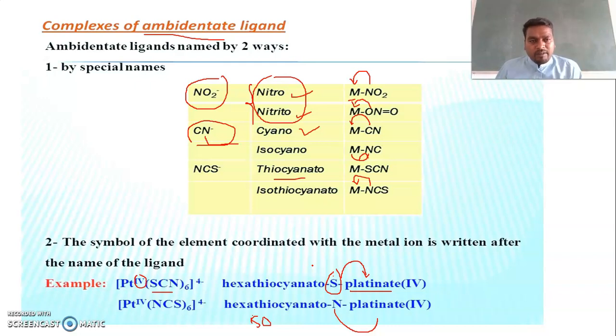We know the name of the ligand. Write the name of the ligand, but we have to mention the particular atom which is going to donate electrons to the central metal atom in the case of an ambidentate ligand. That is the only difference. You have to mention that atom between the ligand and the central metal atom, like hexathiocyanato-S platinate and this is N platinate 4. This is the only difference in the case of ambidentate ligands.